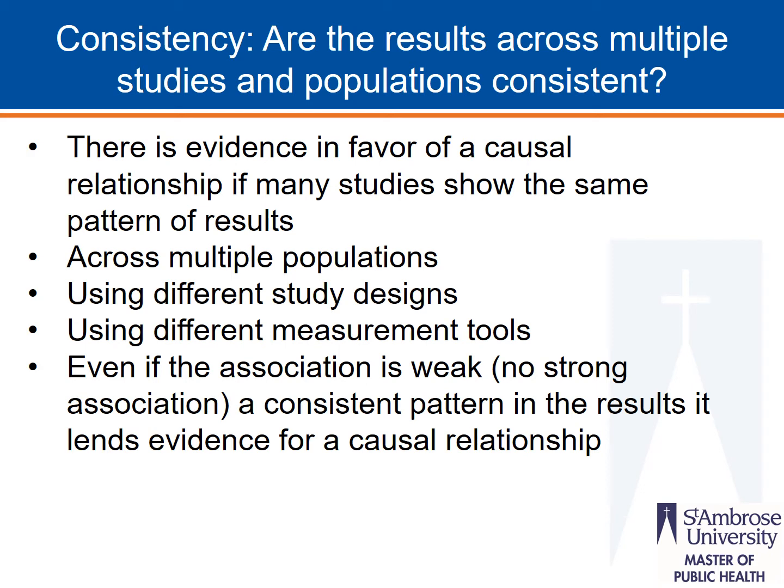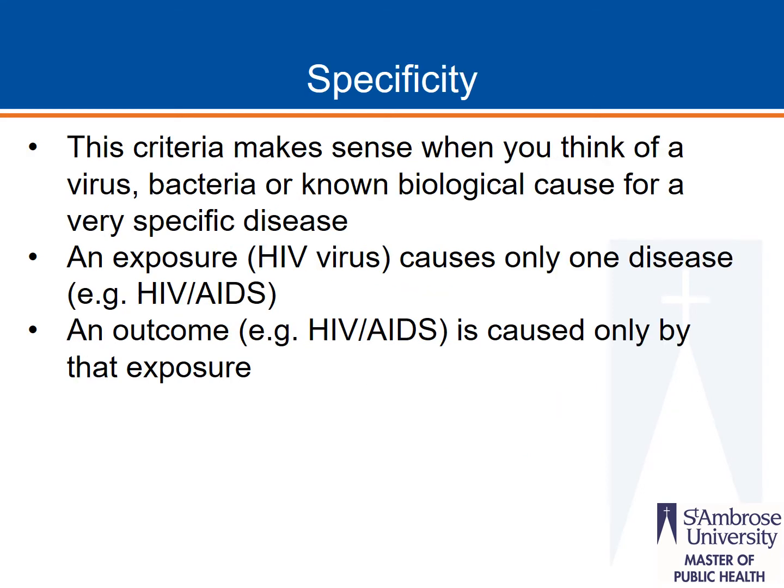Even if the association is weak and there's no strong association, a consistent pattern in the results lends evidence for a causal relationship. So the next criteria on our list is specificity, and I mentioned it already, but this criteria really makes sense when you think of a virus, bacteria, or other known biological cause for a very specific disease outcome. So an exposure like HIV, the virus, causes only one disease, the disease condition HIV/AIDS. And the reverse is also true and also important to put into the argument that outcome, HIV/AIDS, is caused only by that exposure.